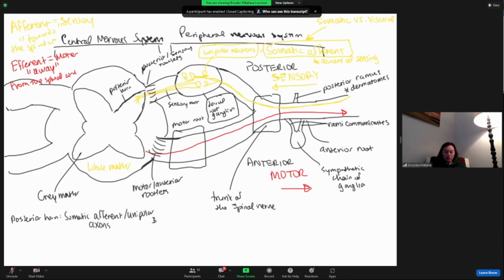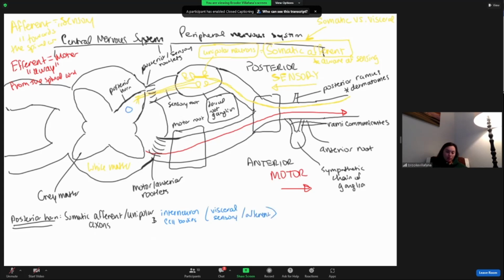And in addition to that, the other thing we find in the posterior horn are the interneuron cell bodies for, let's do blue, for the visceral afferent. So interneuron cell bodies, and this is for visceral sensory afferent.